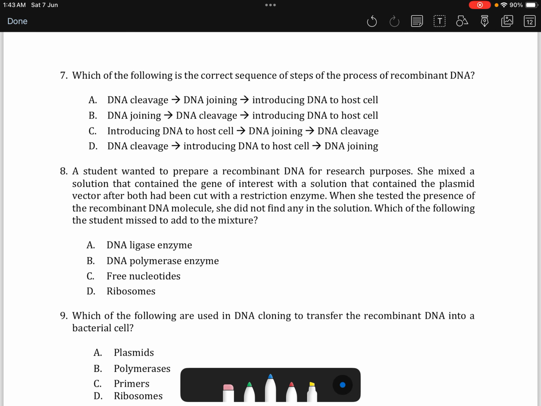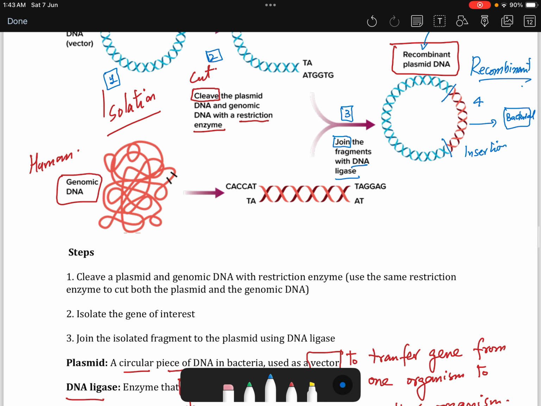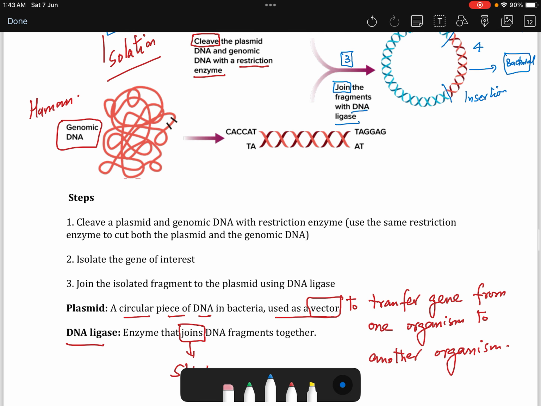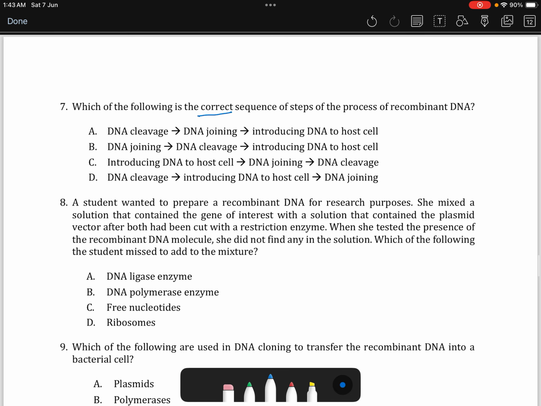Question: which of the following is correct? Again, we have to find the correct sequence. I told you: number one, isolation, cutting, joining, and insertion. They did not give isolation as the first step, it's okay. After isolation, it was cleave or cut. So not this one, not this one. It's obvious, it's either A or D. After cleavage, you join and you introduce into the host cell. If you introduce into the host cell and then join, no. Join comes first, then introduce. So this is how it works.